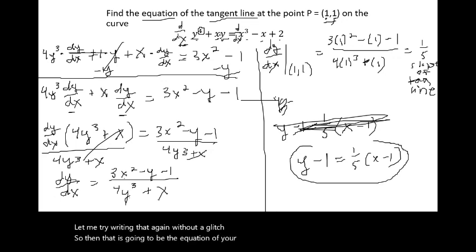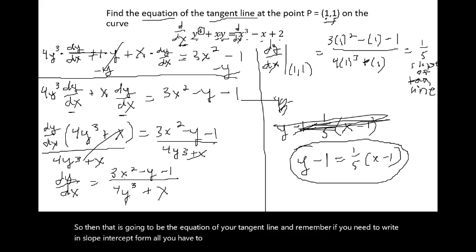And remember, if you need to write it in slope-intercept form, all you have to do is distribute the 1/5 and then add 1 to get y by itself.